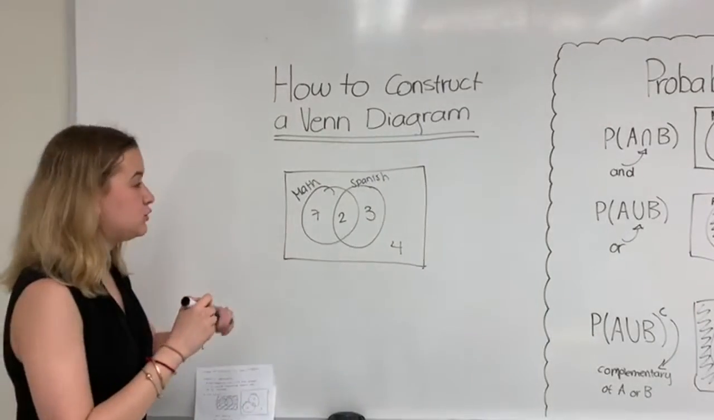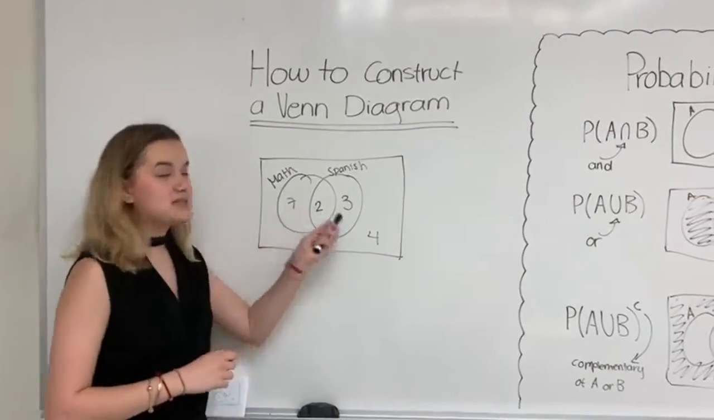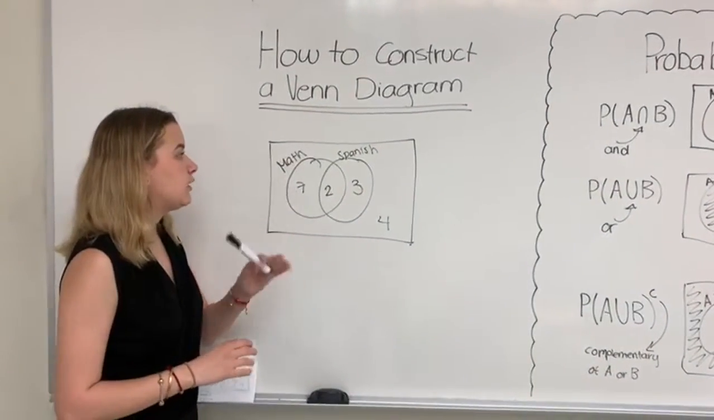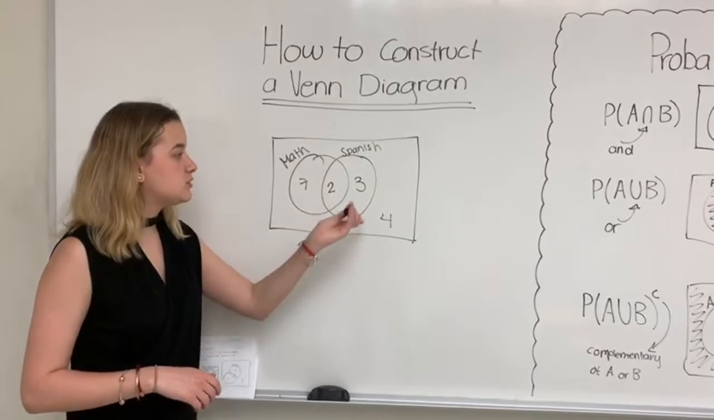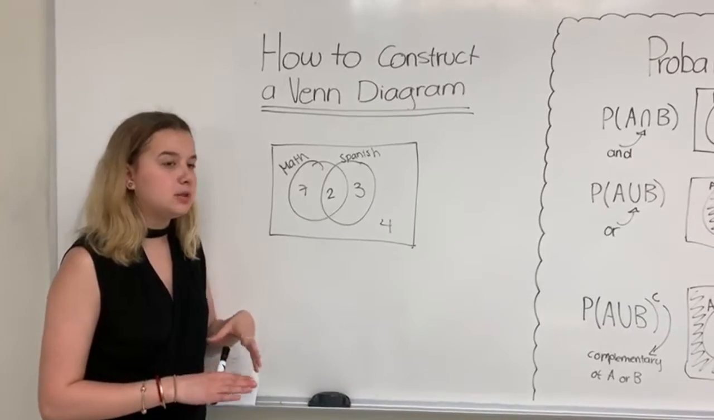In this example, the 2 represents the students that take math and Spanish. The 7 represents the students that only take math, and the 3 that only take Spanish. The 4 that is outside of the circles means that they take neither of the 2 classes.